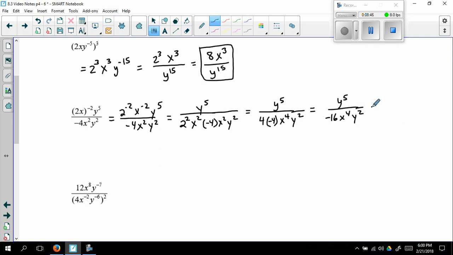Am I done? No, I'm not done, because I have 2 y terms. I need to deal with that. So y to the 5th, I have y times y times y 5 times. I only have y times y 2 times here. If I subtract, 5 minus 2 is 3. So I have y cubed on the top, and I have negative 16 x to the 4th on the bottom. The negative sign can be on the top or the bottom. I just kept it kind of where it was in my problem, but it would be equivalent as long as you only have one negative sign in the whole problem.